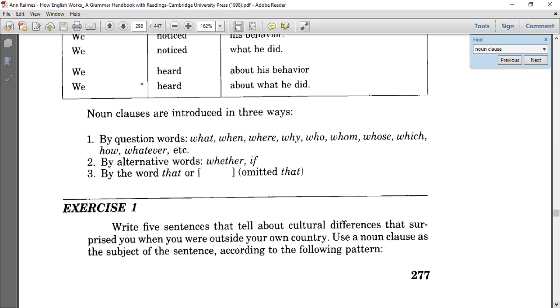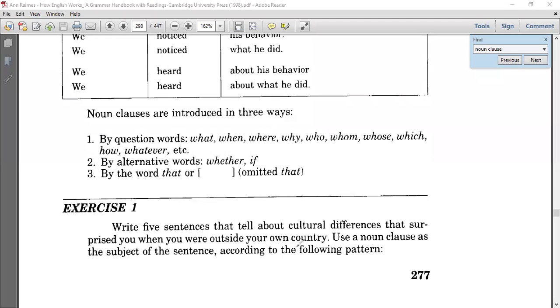You can introduce it by questions like what, when, where, why, whom, who, whose, which, how, whatever. You can introduce it by alternative words, whether, if, or by the word that, right? These are the three ways they are introduced.